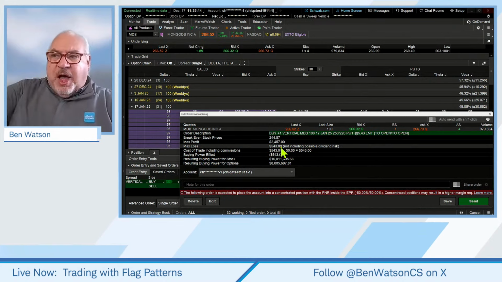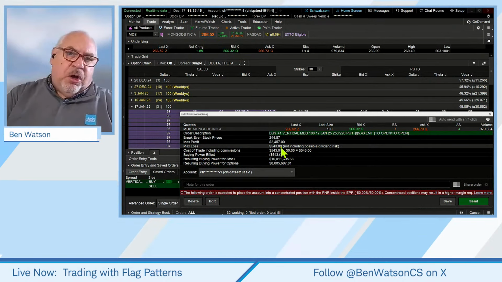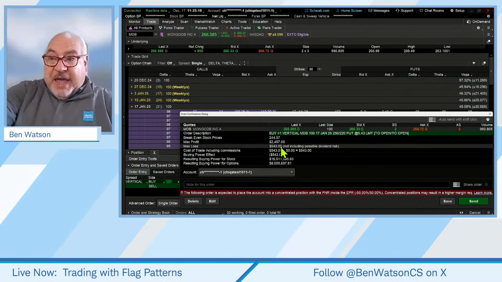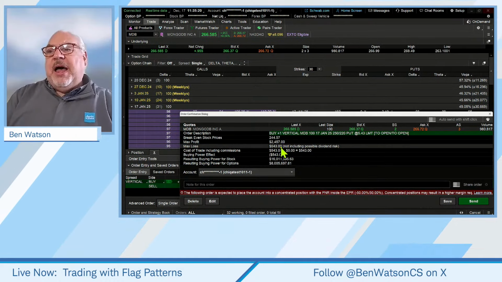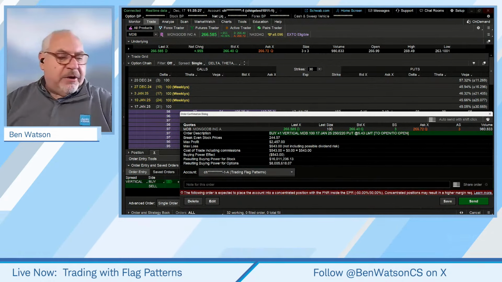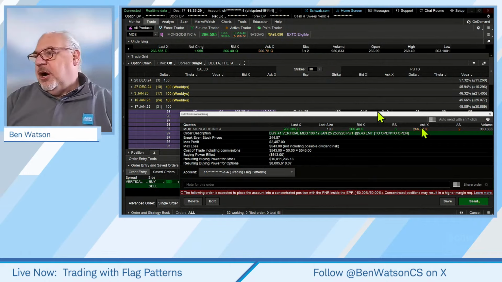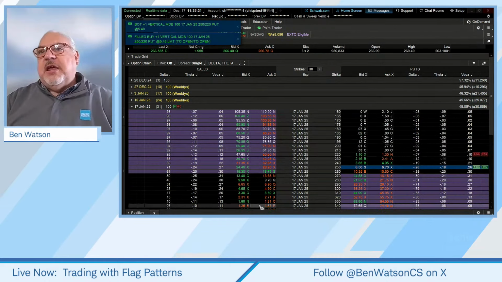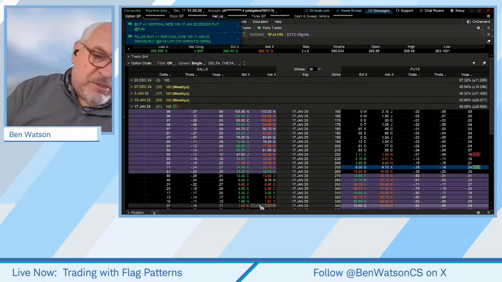Now our maximum loss is significantly less than it is in the long put. Maximum gain is less as well, but we're defining our risk, and I'm going to put that in our trading flag patterns as well. All right, we're going to go ahead and click on send. That one filled right away, and so that order is in place.